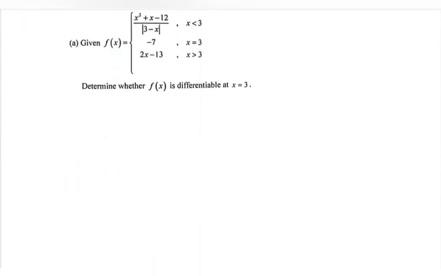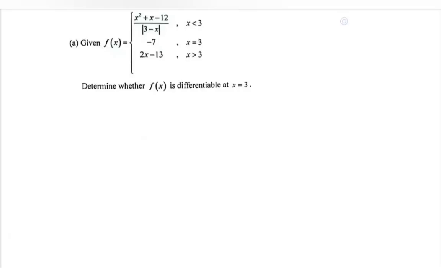Hello everyone, in this video I'm going to discuss the example for differentiation. Given we have the piecewise function f(x), determine whether f(x) is differentiable at x equals 3. Notice that we have the modulus, so kindly define the modulus.